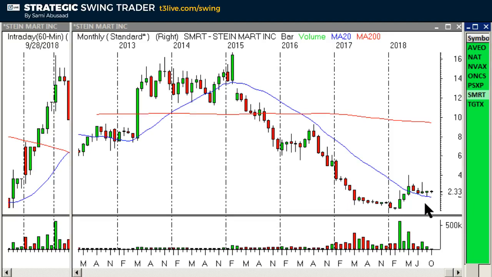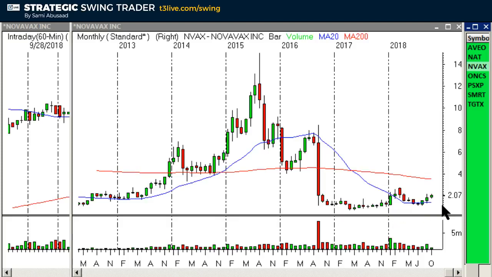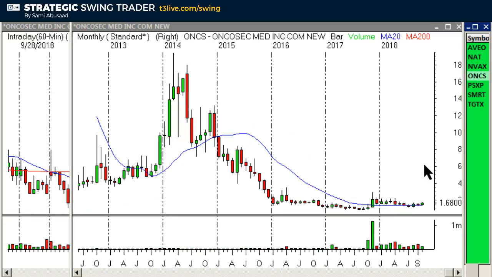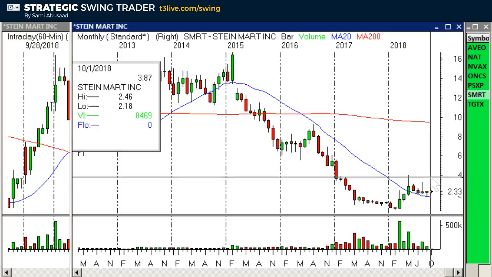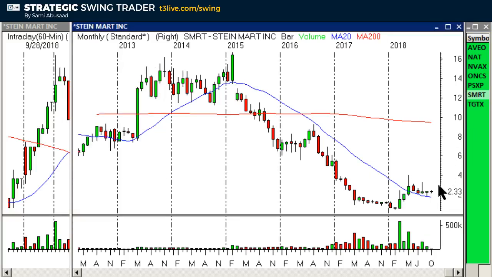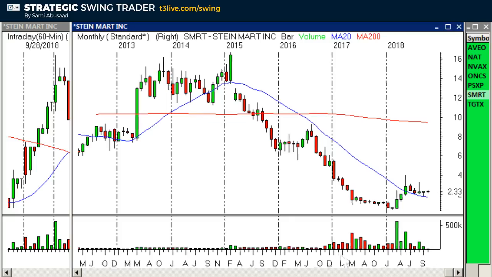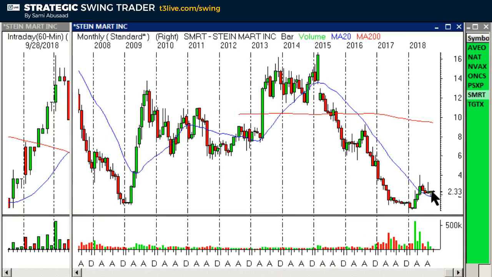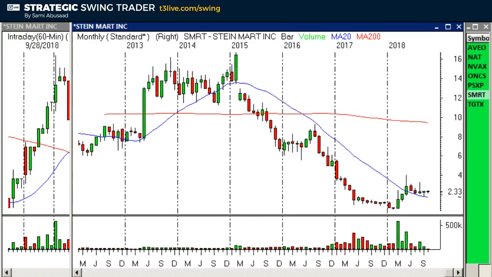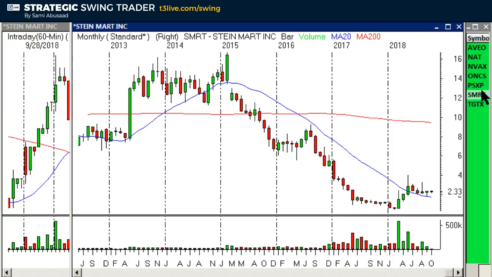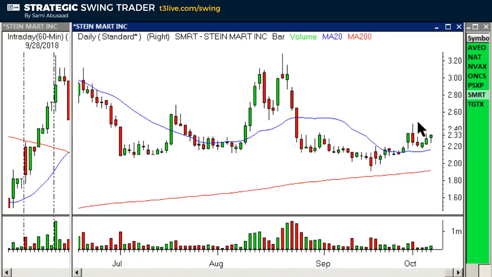Smart is not as good because it hasn't yet. Usually you want the moving average to flatten out. Look at the NVAX, based for 2 years. Moving average is flattening out already. ONCS, moving average is flattening out already. If you look at Smart, not quite there. That doesn't mean it can't bounce to $4. It can, but it's probably not going to be sustainable as a long-term play. It could rally to 4 or so, but it's not going to rally to 8. Okay, most likely it won't. So I like the other ones more long-term, but the daily on the SMRT looks pretty good.